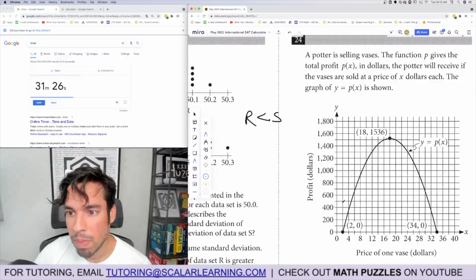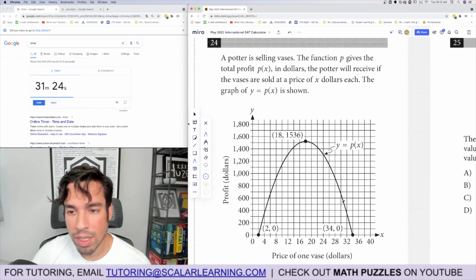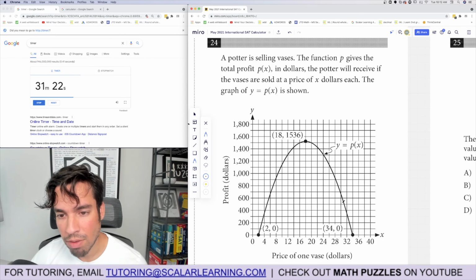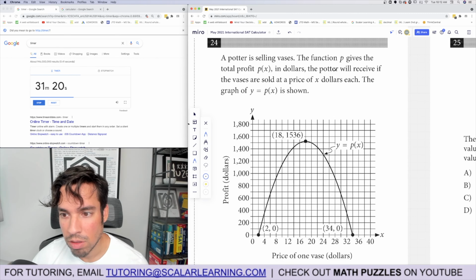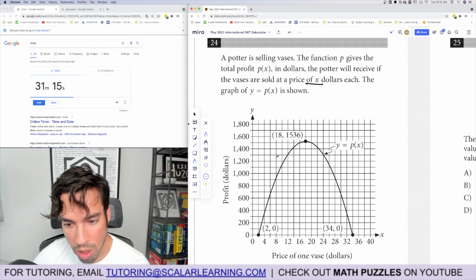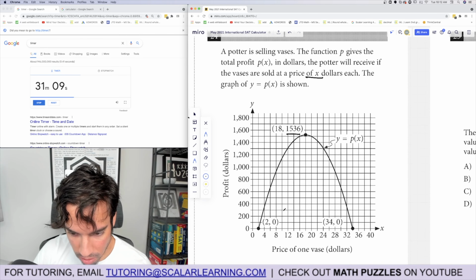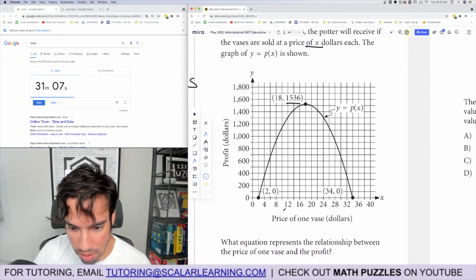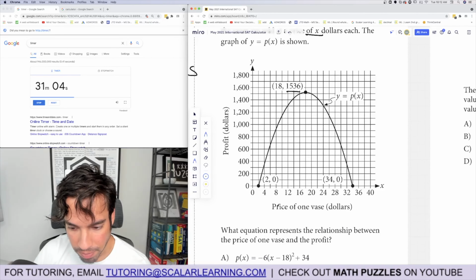That's it. 24. A potter is selling vases. The function P gives the total profit in dollars the potter receives for the vases sold at price x. The graph of, okay, so it's a quadratic. Here's the max, because the vertex, that's the max profit, is 1536. 20 and 34, those are the intercepts. Those are the prices at which you make nothing.